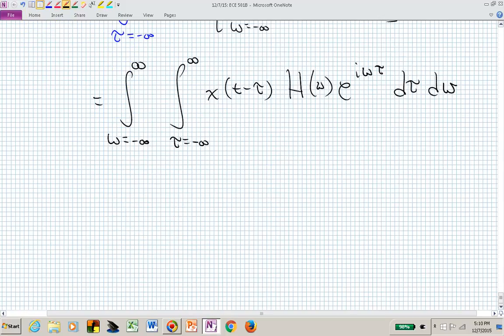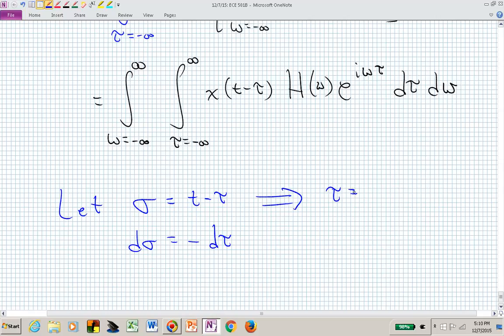Now we go back to calculus. Let's just make some substitutions. Suppose we try to simplify this by saying, let's let the argument on our little x be sigma. Then if I look at the differential of sigma, and t is fixed, tau is our variable, what is d sigma? That's just minus d tau. And if we solve for tau, tau is now in terms of t and sigma, that's t minus sigma.